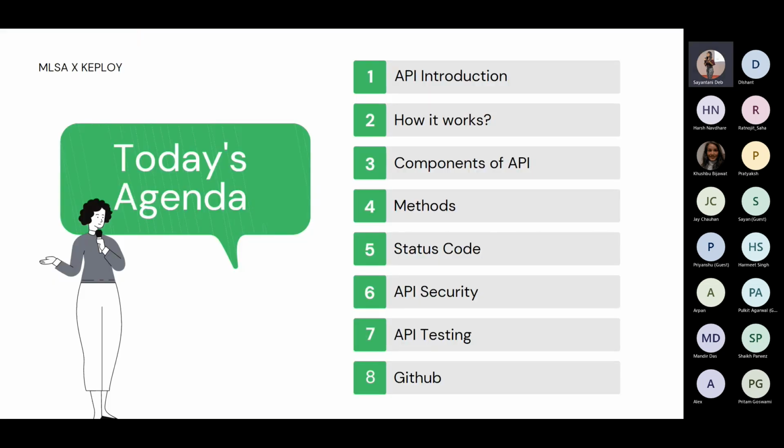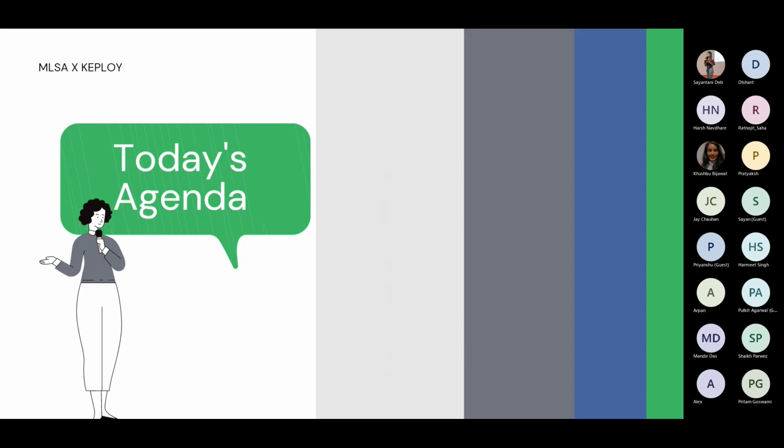So, today's agenda. We will be talking about API introduction, how it works, components of API, methods, status code, API security, API testing, and ending with GitHub and basics of GitHub.